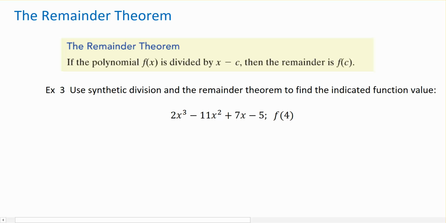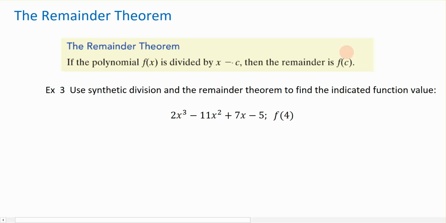So we're going to talk right now about the remainder theorem. And don't be hung up on what it officially means, because I'm going to show you an example in a second. But it says that if I have a polynomial f of x and I divide that polynomial by a factor x minus c, then the remainder becomes the function evaluated at c.